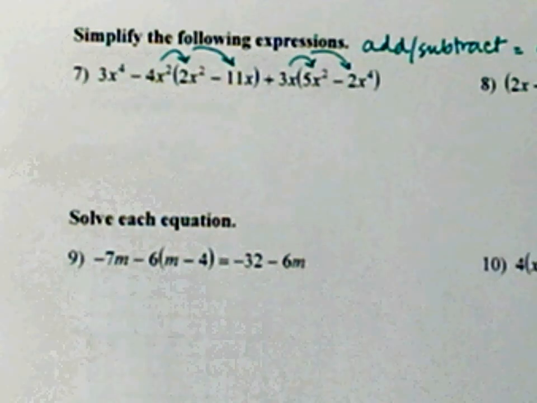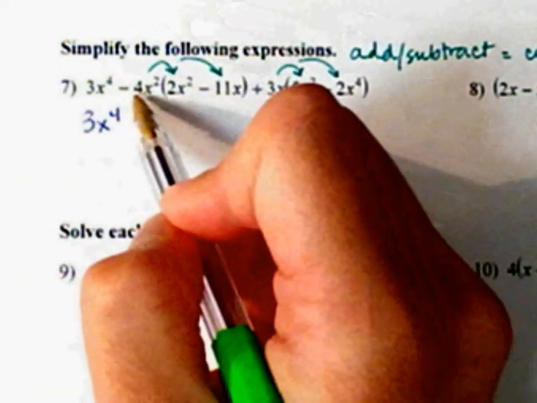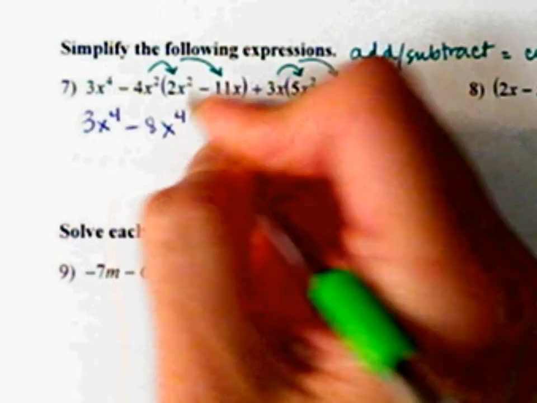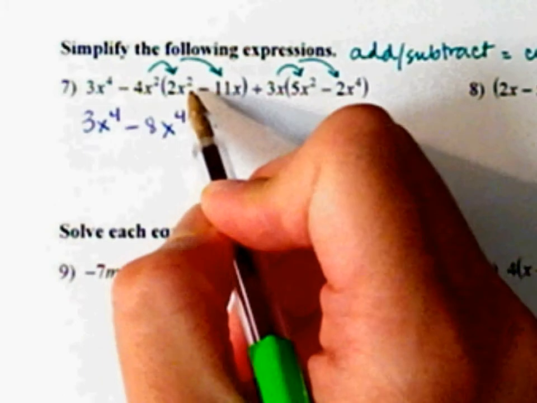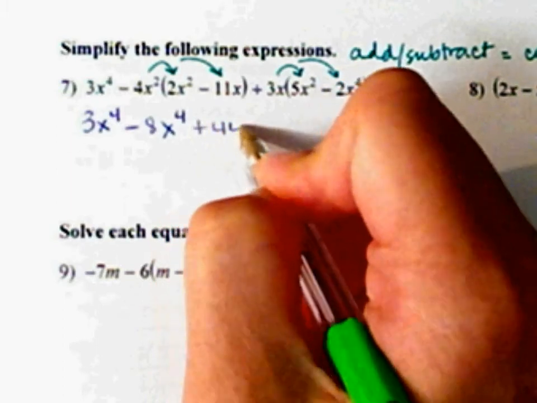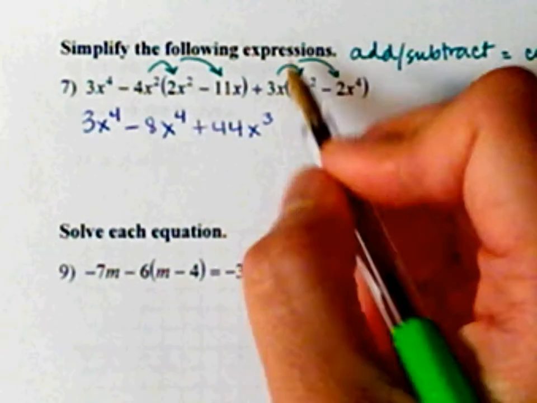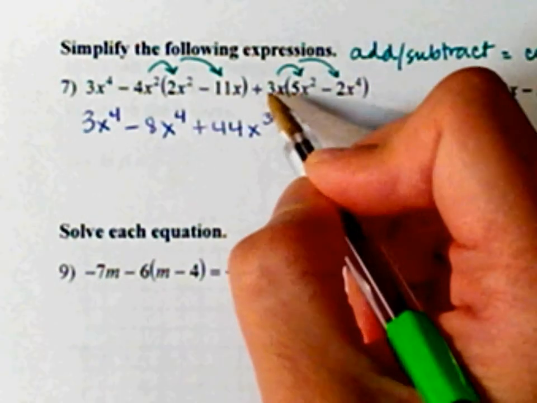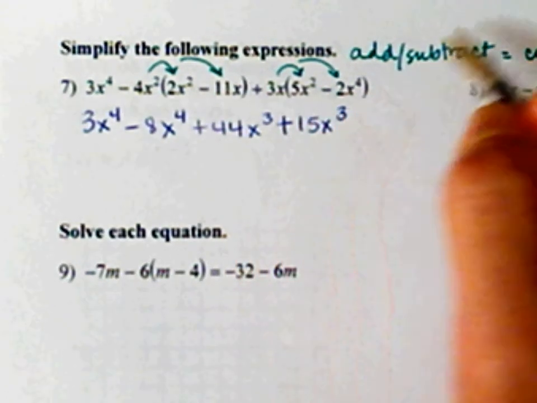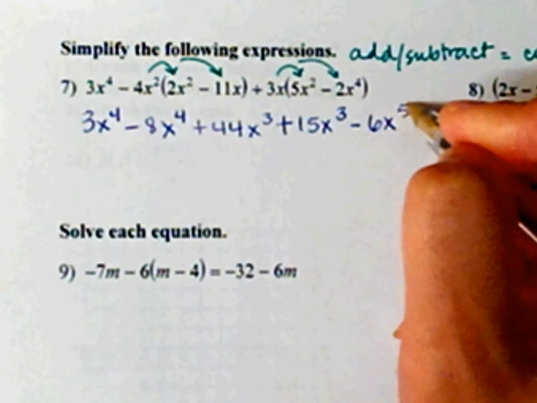So if you look at this problem right here, I'm going to bring down my 3x to the 4th, multiply negative 4x squared times 2x squared, and that's negative 8x to the 4th. When you multiply exponents, you basically are adding them together. Negative 4 times negative 11 is positive 44. X squared times x is x to the 3rd. Continue on with your distributive property. 3x times 5x squared is positive 15x to the 3rd. 3x times negative 2x to the 4th is minus 6x to the 5th.